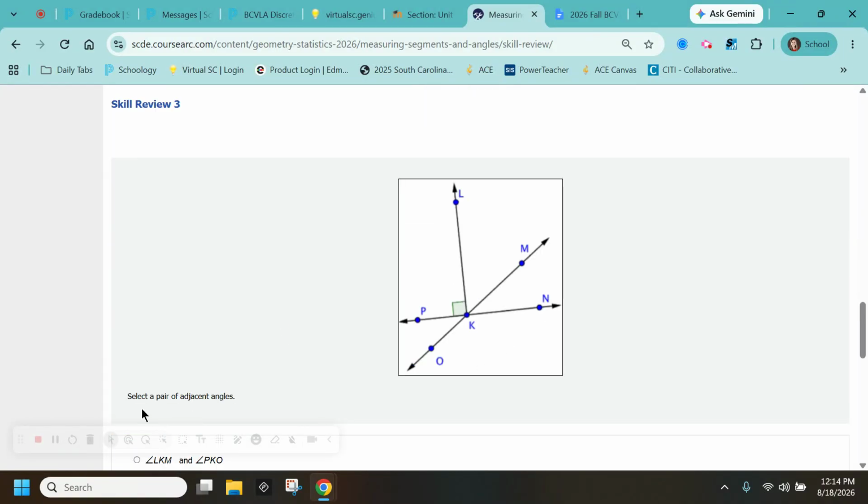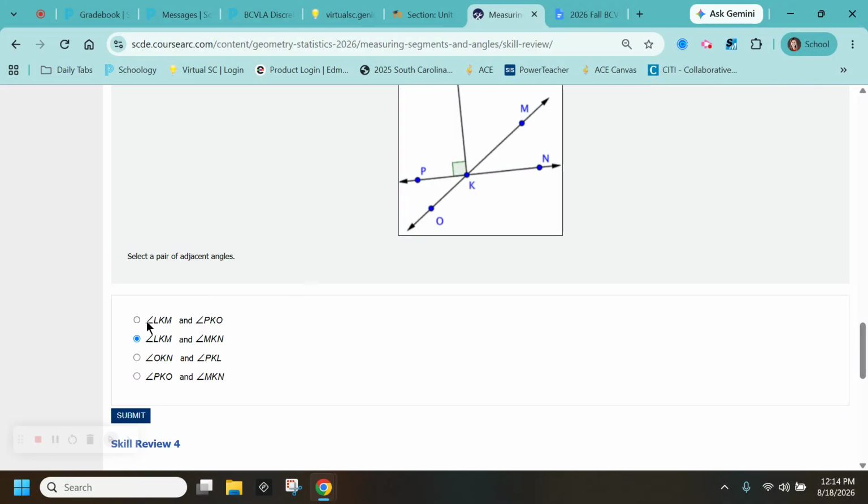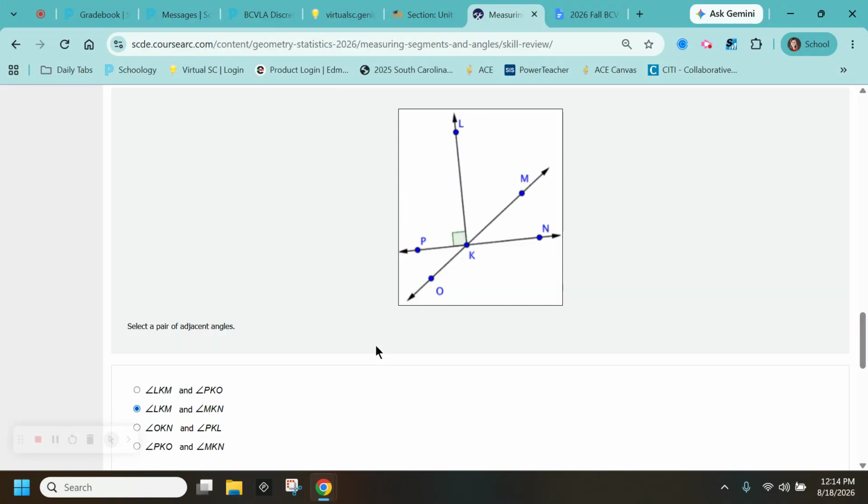Skill review 3, select a pair of adjacent angles. Remember, adjacent means next to. And so if we look at our options, we have LKM and PKO. Those angles are not next to each other, and they're not vertical either. So we'll just skip over those. We have LKM and MKN. They share the side MK, and so those are adjacent.